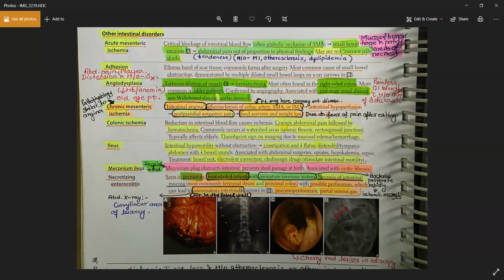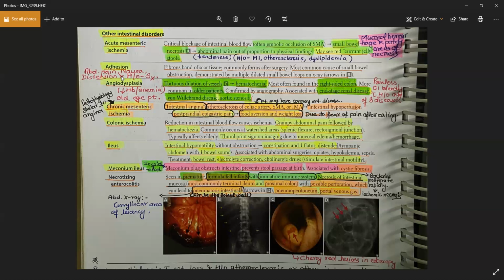Okay, what you will see is multiple dilated small bowel loops on the X-ray. You will see multiple dilated loops of bowel because food is getting filled in these areas because of the obstruction, right? So they will become very dilated. The pressures are rising in these areas, so they will be very dilated. Is that okay about the adhesions?